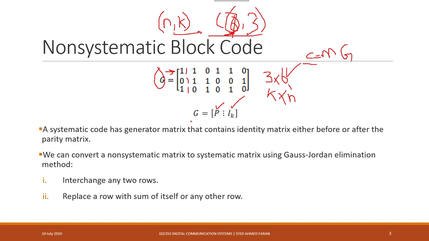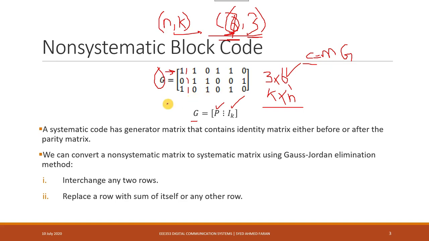Okay, so the size of G is fixed, it's always a k by n matrix. So we can see right now we have a 6-3 code, we have 3 rows and 6 columns. The size of the message is 3 bits and the size of the code word is 6 bits.